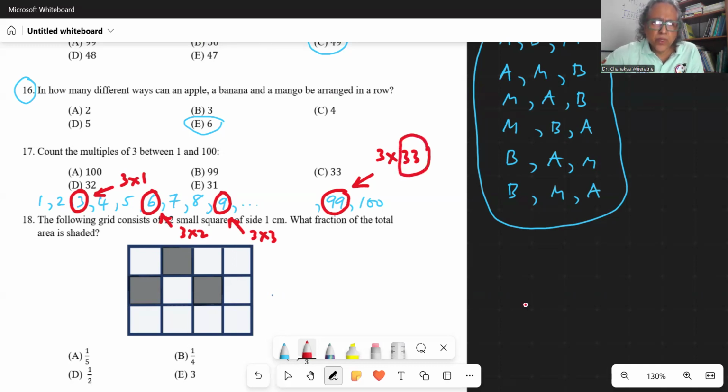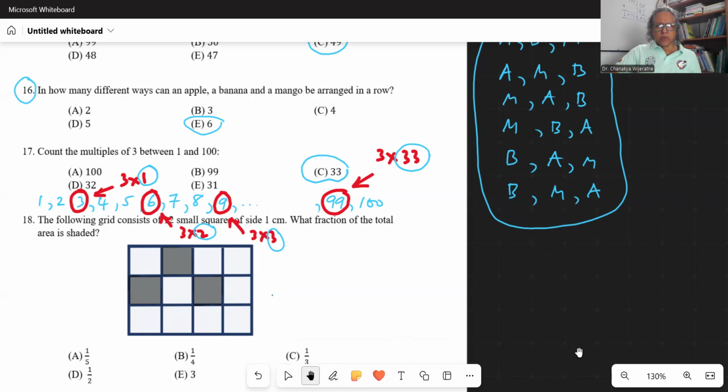So from 1 to 33, 1, 2, 3, up to 33. That means there are 33 multiples of 3 between 1 and 100. So that's the answer. Okay, so let's move on to the next question.